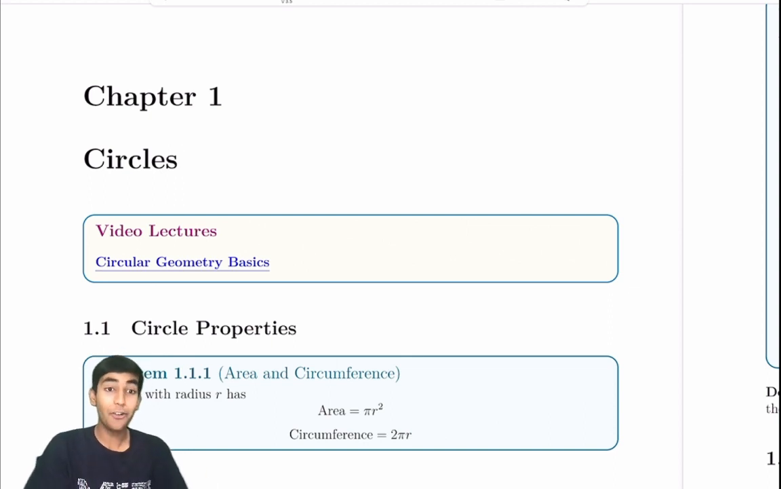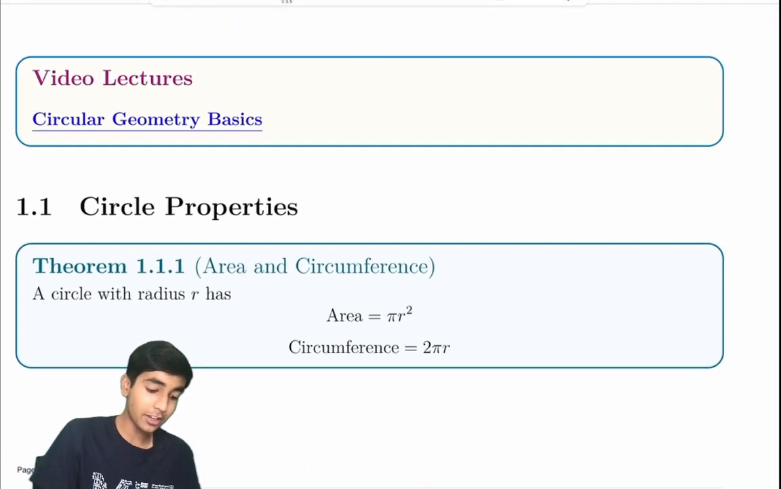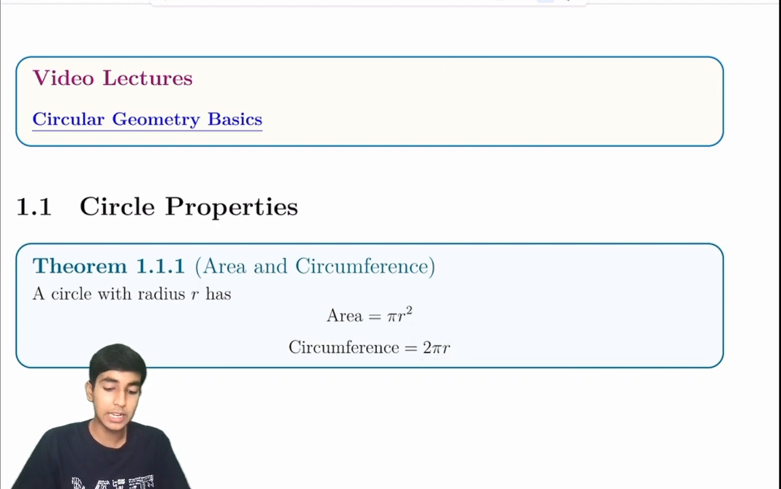Let's see how useful these so-called pointless circles really are on competition problems. Starting off with the basics, the area of a circle is pi r squared. The circumference of a circle is 2 pi r, where r is the radius.